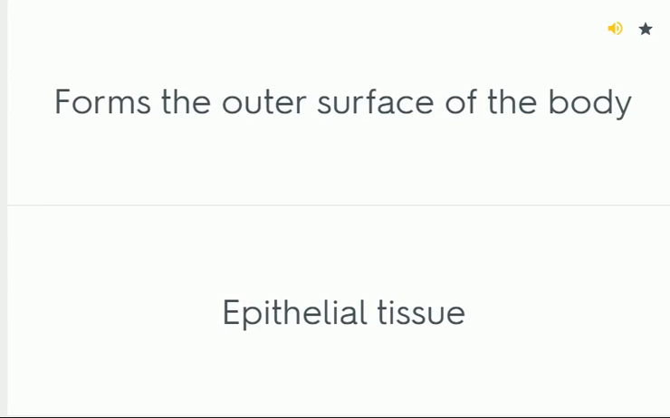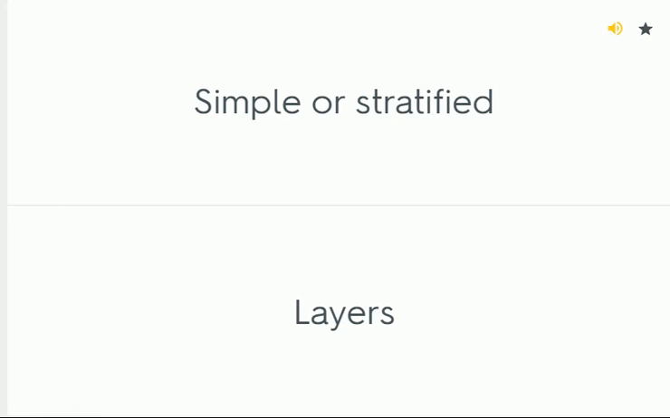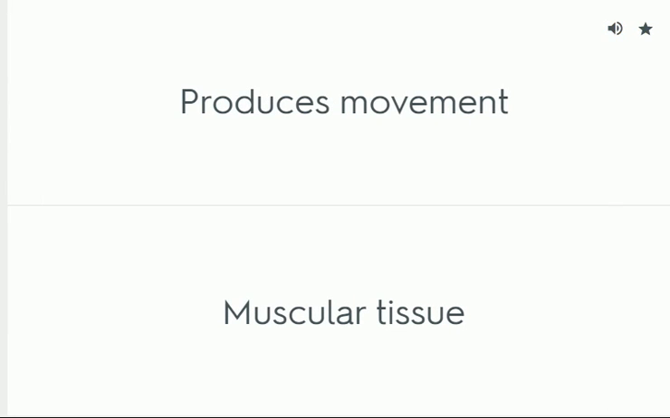Forms the outer surface of the body. Epithelial tissue. Squamous, cuboidal, or columnar. Cells. Simple or stratified. Layers. Supports and connects other tissues and structures. Connective tissues. Produces movement. Muscular tissue.